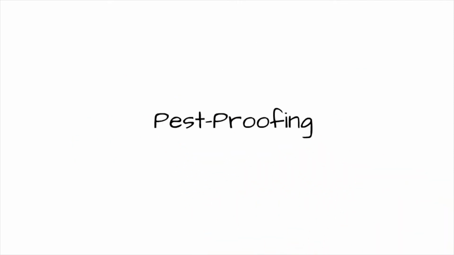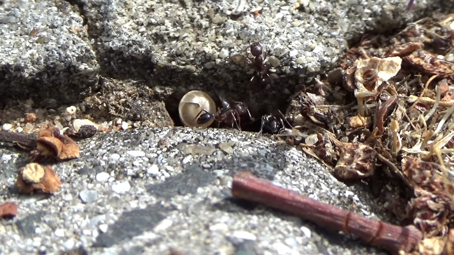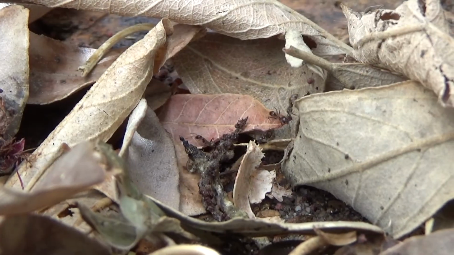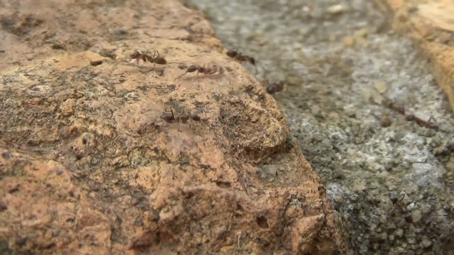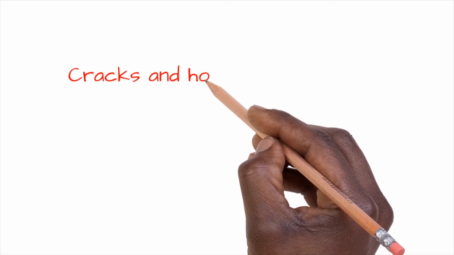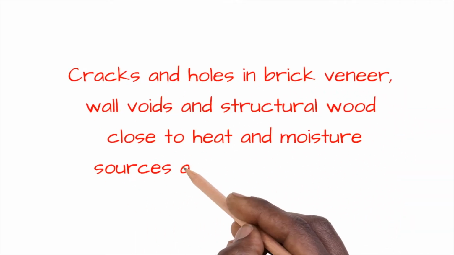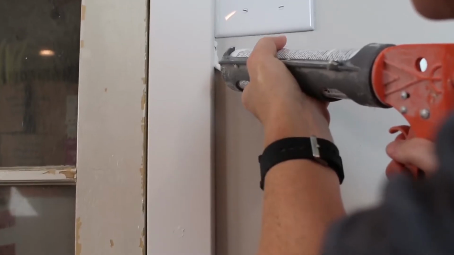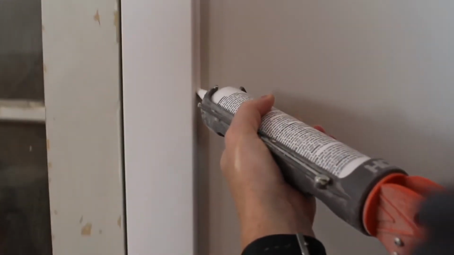Pest proofing. This entails removing access to nesting sites and conditions conducive to nesting and entry. Most ants prefer to nest in soil or wood outdoors, but homes offer many favorable alternative nest sites for certain ants. Cracks and holes in brick veneer, wall voids, and structural wood close to heat and moisture sources are commonly used. Locate the entry point into the structure and seal these areas to prevent future occurrences.